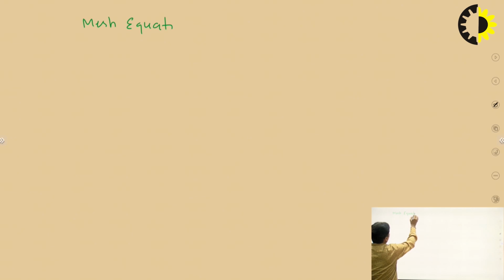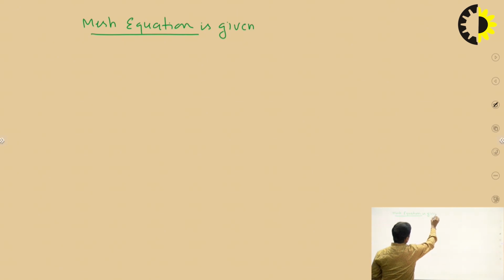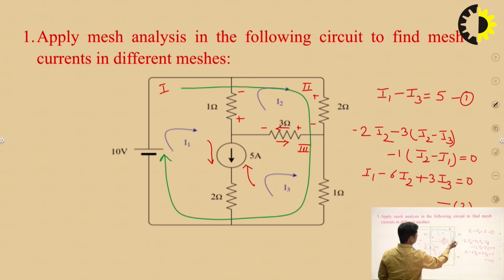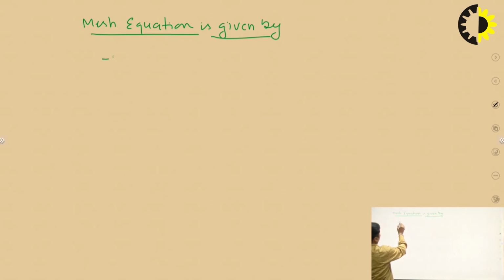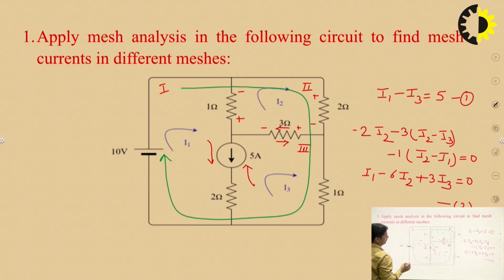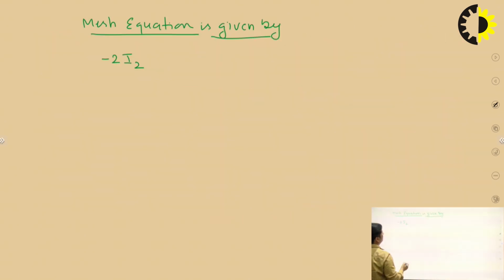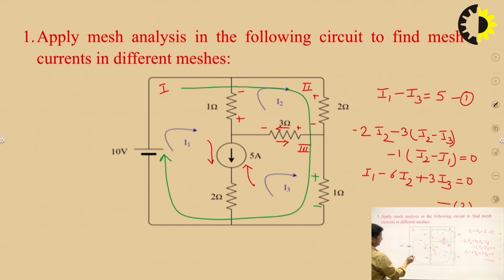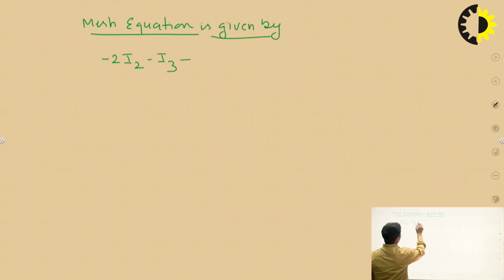the mesh equation is given by minus 2 I2. Then it will go in this direction, this is plus, this is minus, so minus 1. In this mesh we have the I3 current, so minus 1 I3. Then it will go here, so this is minus, this is plus, the voltage rise of 10 volt, so plus 10 equal to 0.